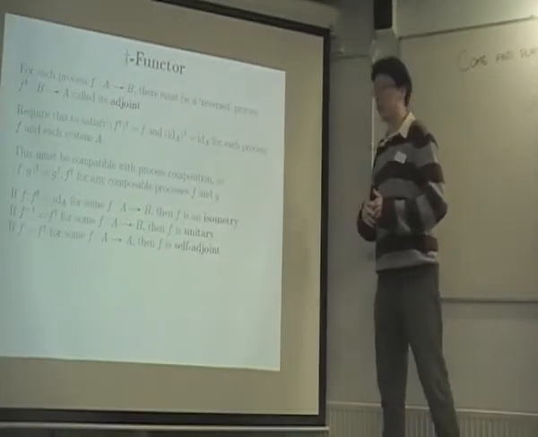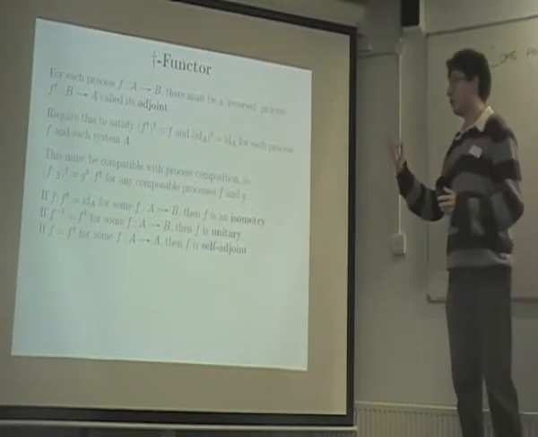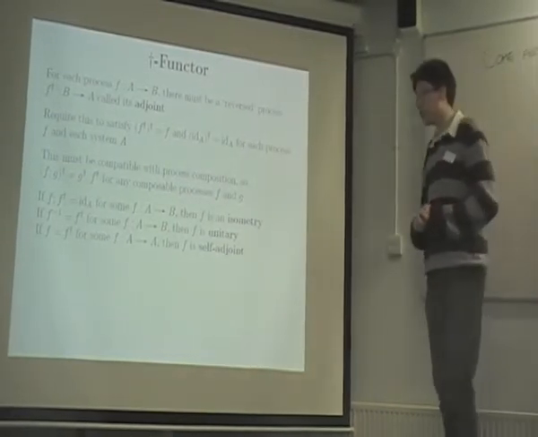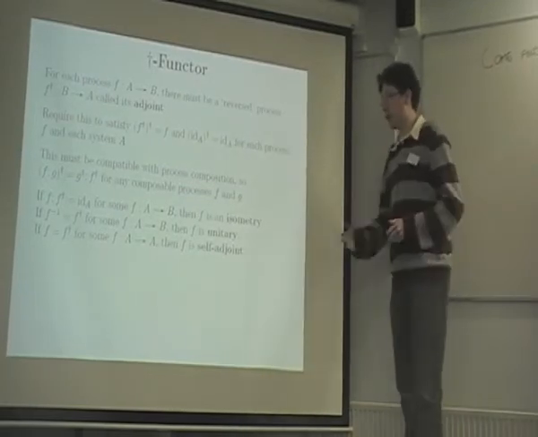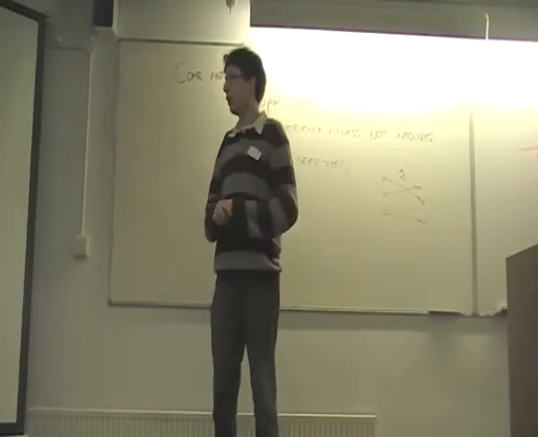If we reverse a process twice, we get back to where we started. And if we reverse identity processes, nothing happens. And we want that to be compatible with composition of processes. And then we can define some nice words that are familiar to us when working with Hilbert spaces.